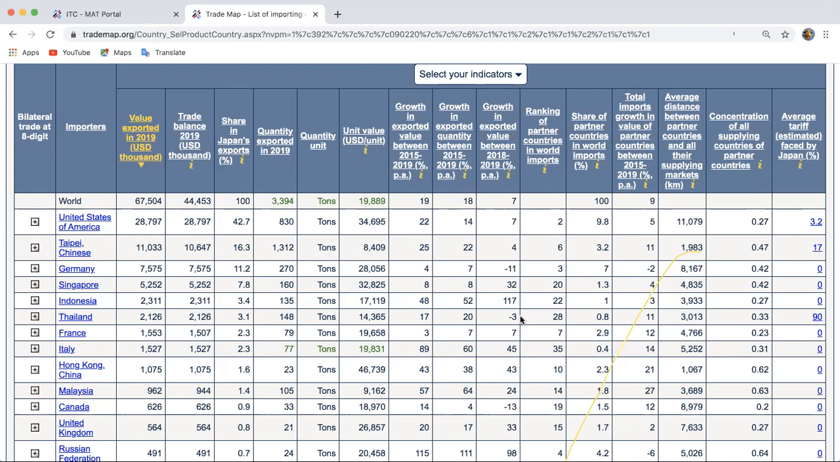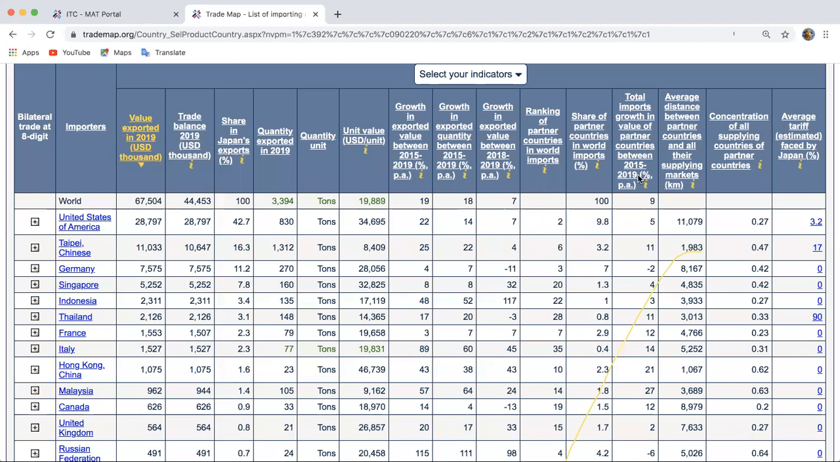It's always important to look into what is the bilateral relationship between these countries and my country as well. Here we can see the share of partner countries in world imports. So it's related to the ranking of partner countries. So number 2, United States has a share of 9.8% in world imports of green tea. So these two are related. That's how you interpret them.